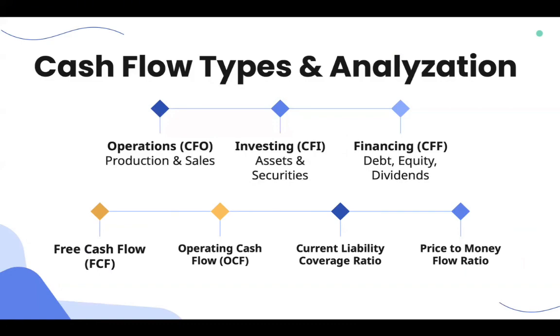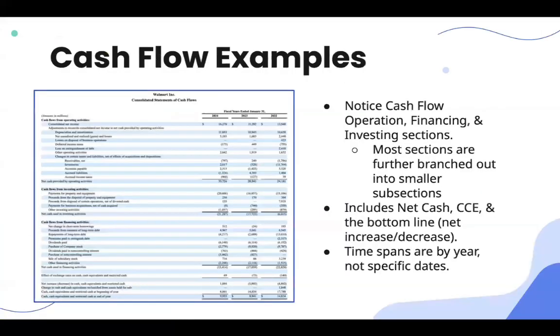Finally, these cash flow figures help us analyze a company's financial standing using key ratios like the current liability coverage ratio, which measures how well a company can cover short-term debts with its operational cash flow, and the price to cash flow ratio, which compares a company's stock price to its cash flow per share. In short, understanding these different cash flow types allows businesses and investors to assess financial stability, profitability, and investment potential.